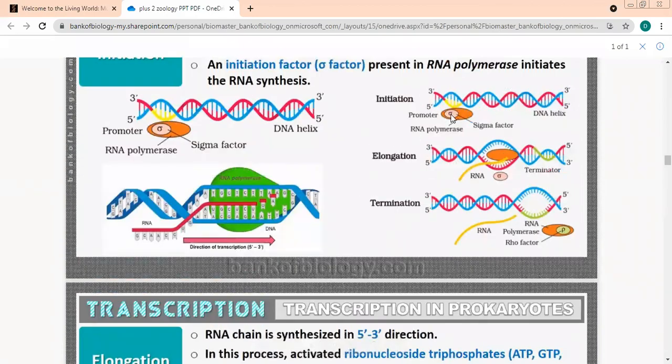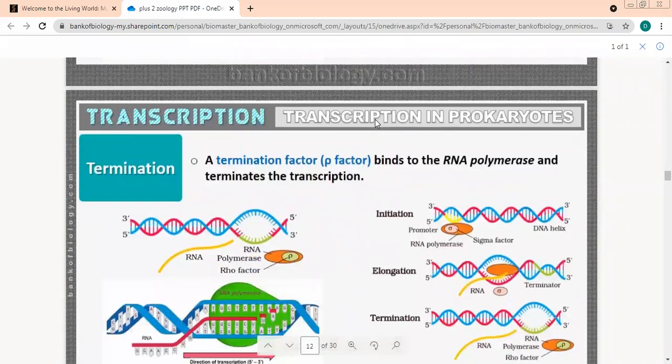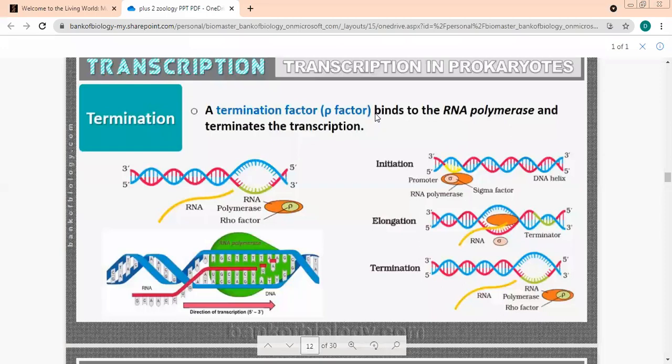Initiation has already started because of this factor. After initiation starts, we'll have these ribonucleoside triphosphates lined up over here. They will line up in such a fashion that they're complementary to the base sequence in the DNA template. The process is continuing. Now, a terminator factor is going to enter over here. Till now we had the initiation factor. Now a termination factor is going to come into the scene. This will bind to the RNA polymerase.